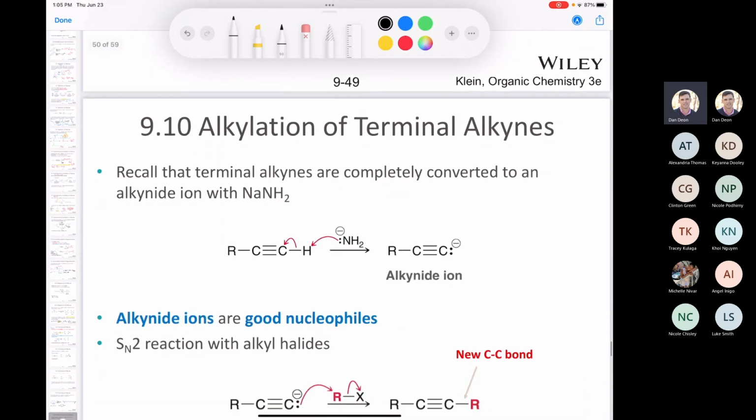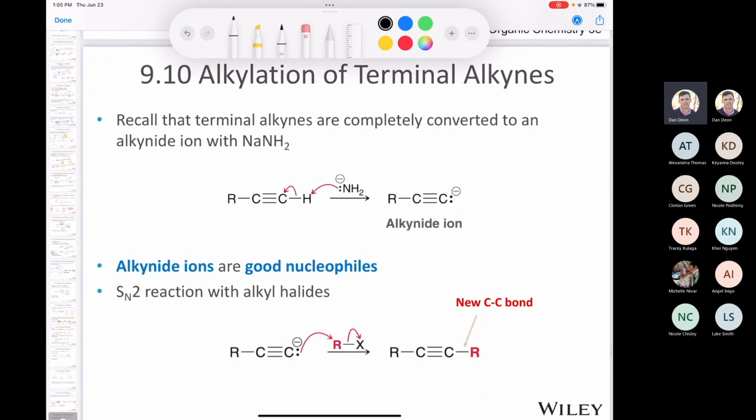Well, that brings us to the very last section of new reactions. And this is the alkylation of a terminal alkyne. So I'd like to take a short break before we take a look at this, because we're going to discover a way to make a carbon-carbon bond. Very important, so we need to take a little breather before.